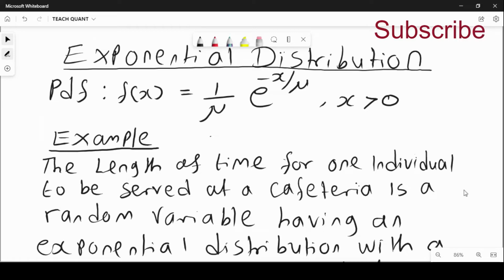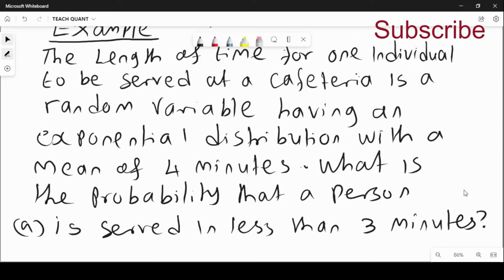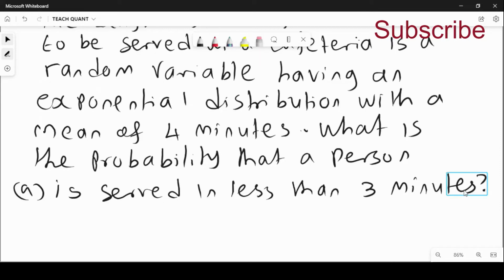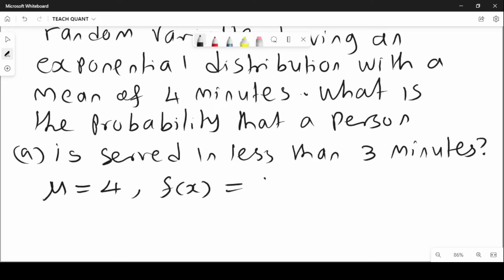The length of time for one individual to be served at a cafeteria is a random variable having an exponential distribution with a mean of 4 minutes. What is the probability that a person is served in less than 3 minutes? The first thing is we have been given the value of mu, and we have been told that the mean time is 4 minutes. And I could rewrite my PDF as 1 over 4 e raised to the power negative x over 4.